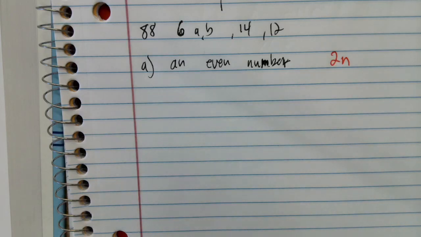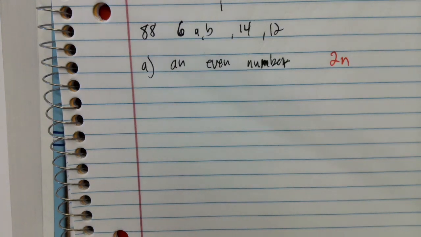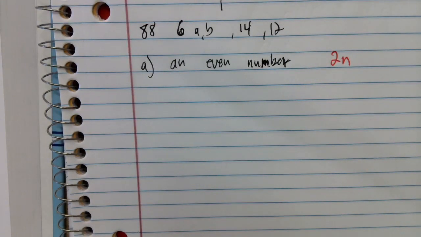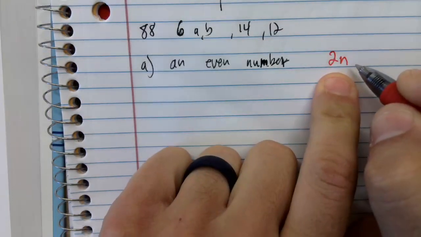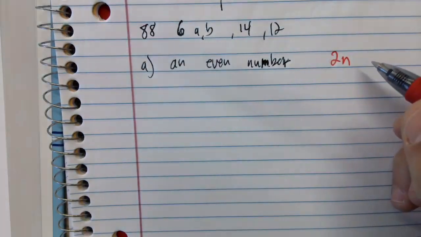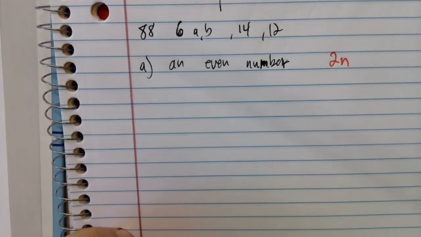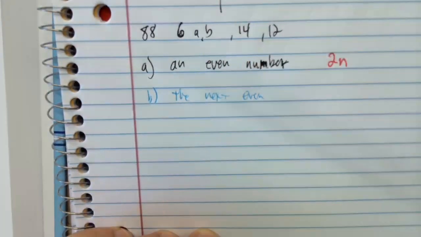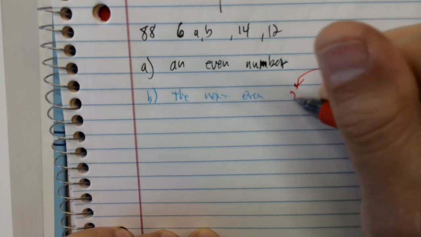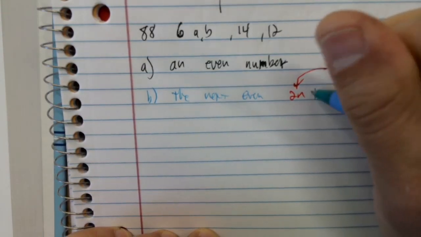6b says the next even number. So the next even number. How far apart are even numbers from each other? 2. Yeah. So how would you say the next even number after this one if it's 2 more? Plus 2. So the next even number would be this one, 2n plus 2.